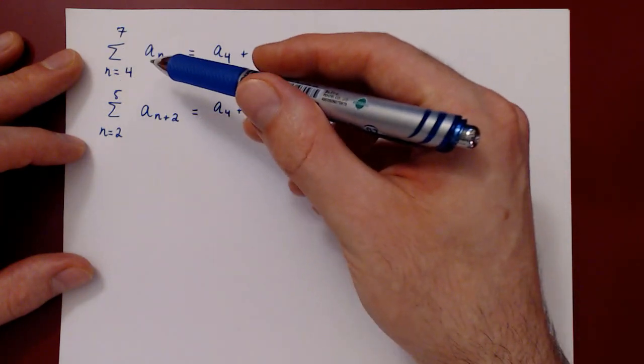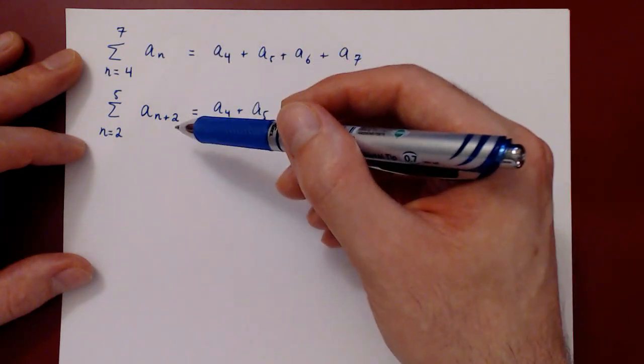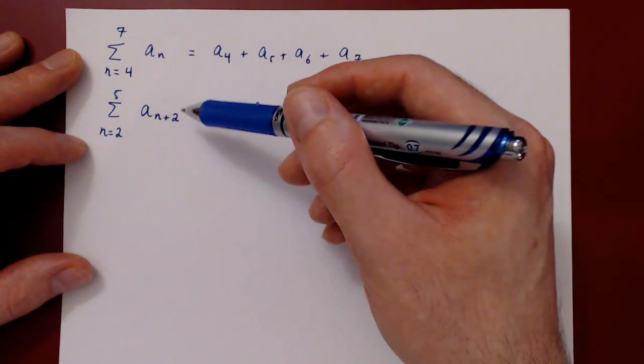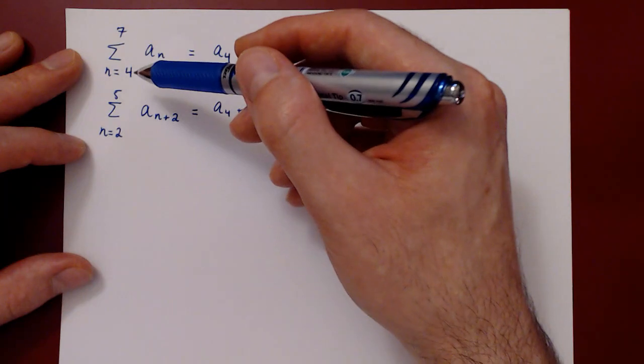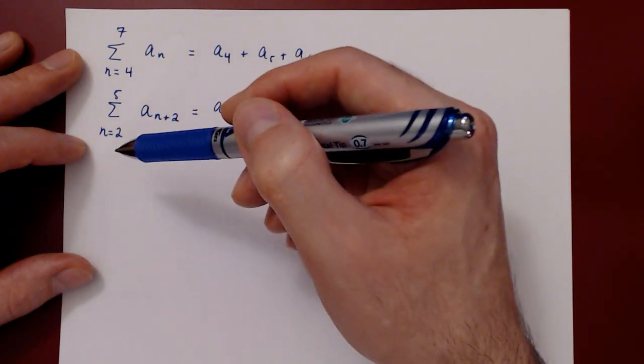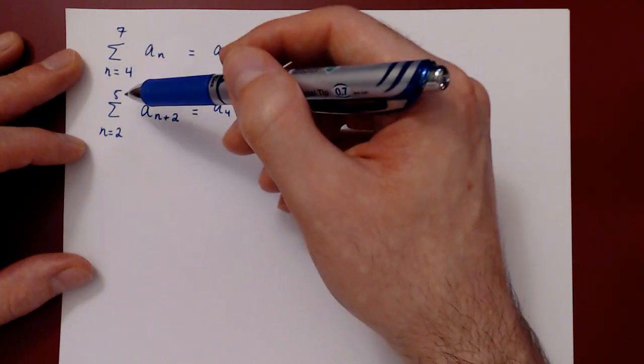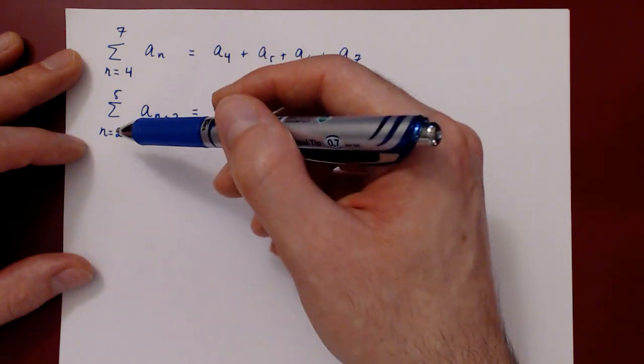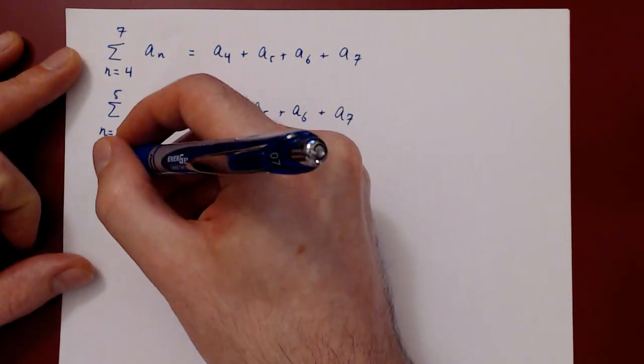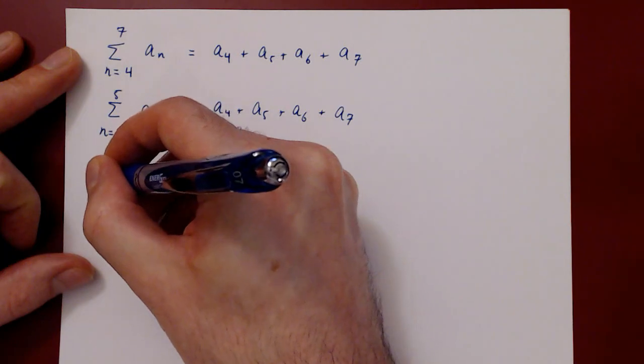And that's what happened to your bounds of summation, right? We increased the index of the sequence by 2 to the right by adding 2. To cancel this, we subtracted 2 from the bounds of summation. So 7 minus 2 is 5, and 4 minus 2 is 2.